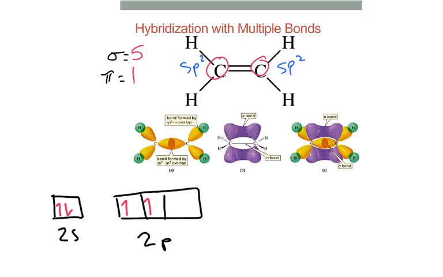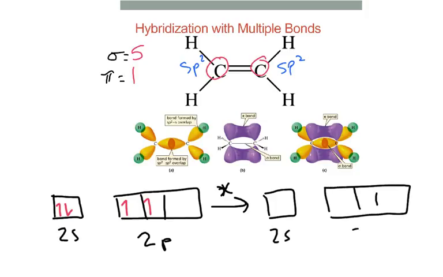Okay, so what happens is it's going to do its promotion. Let me go ahead and draw that over here. Okay, so there's the 2s and the 2p, and what's going to happen in the promotion is this electron right here is going to move over here. And so as a result, this is what we're going to look like after we have our promotion. Okay, so this over here is the promoted state of the carbon atom right here.